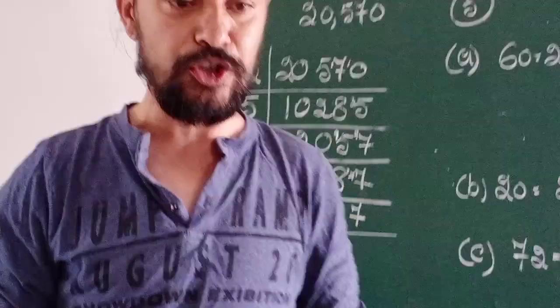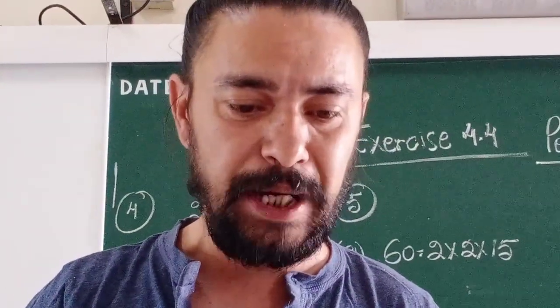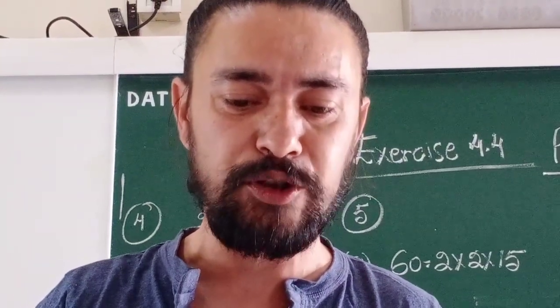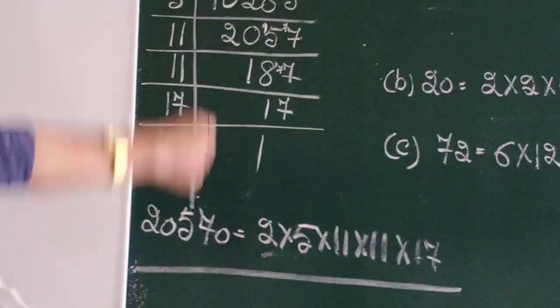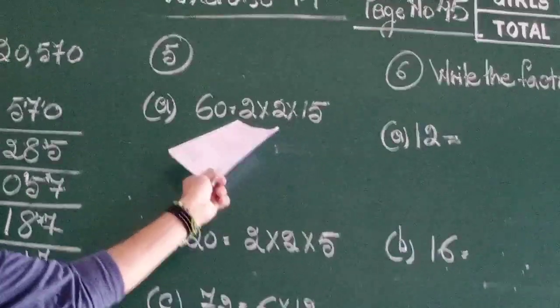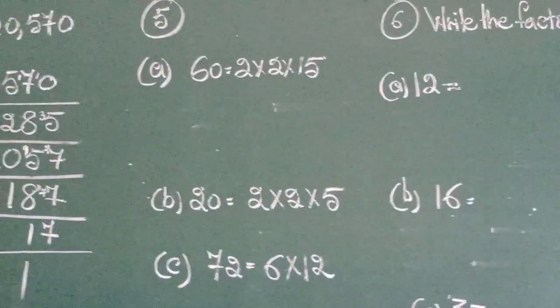Let's go to our next question. Sum number 5 says, check whether the prime factorization of the given numbers are correct or not. If not, write the correct prime factorization. Now here I have the prime factorization of 60. 2 2s are 4, 4 15s are 60.